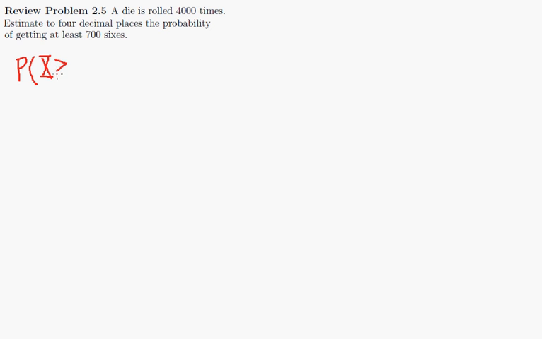Now I'm going to use the bell curve for this problem, and the bell curve applies because I have a large number of trials. I have n equal to 4,000, and my probability of success is going to be equal to 1/6. That's the chance of rolling a 6 when a fair 6-sided die is rolled. Also n times p and n times 1 minus p are both greater than 10, as you can quickly confirm. And so the normal approximation does apply to this.